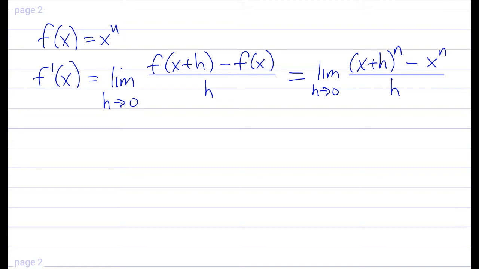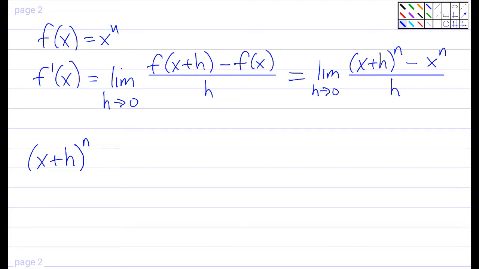Okay, the tricky part with this calculation is this right here. What is that? X plus h to the n. N is basically any integer. It could be 3, could be 5, could be 12,000, who knows? Well, there's a very special theorem called the Binomial Theorem, and it tells us how to expand this quantity. It's exactly what it tells us.